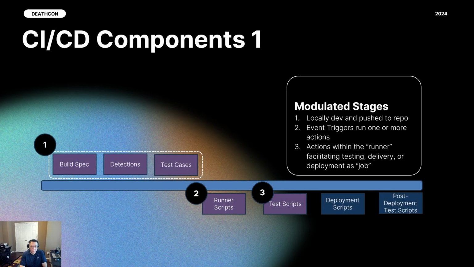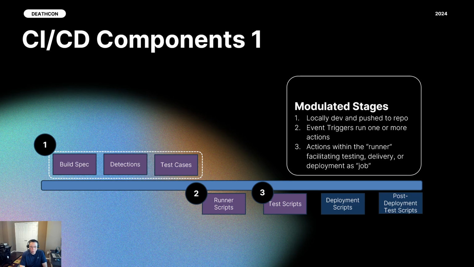So CI/CD components, for those of you that are not in the know about this, we can usually divide it based on two to three different main groups and specific files. So we're going to use modulated stages. We want to use locally developed repos, and we want to push to a remote repo. If you're using GitHub Actions, GitHub repos, they all kind of integrate in the same way. We use event triggers based on one or more actions. So if we're pushing things to commit and saving to a remote repo, that triggers an event to start the pipeline process. Any action that you take is considered a runner job.